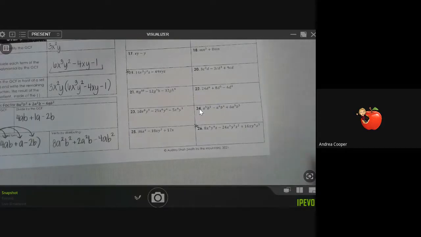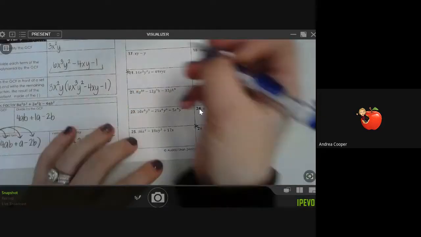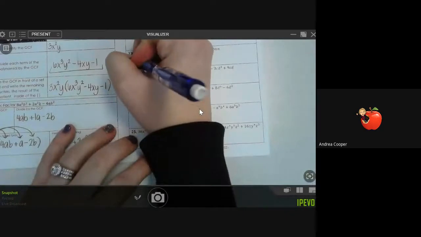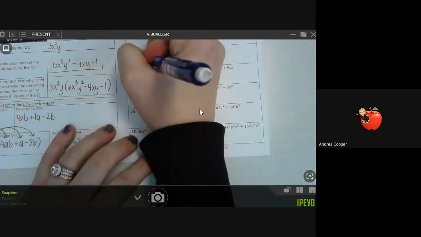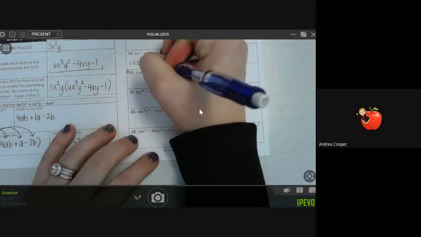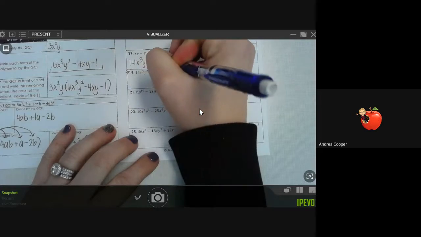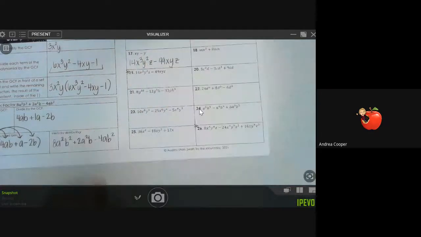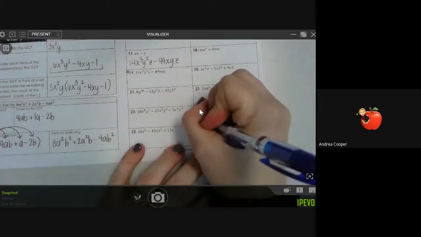Oh, 19. Here, I'll write it up here. It says 14x cubed y squared z minus 49xyz. Sorry, I know the copier is hard to read. And I'll write 26 up here if you can't see it.